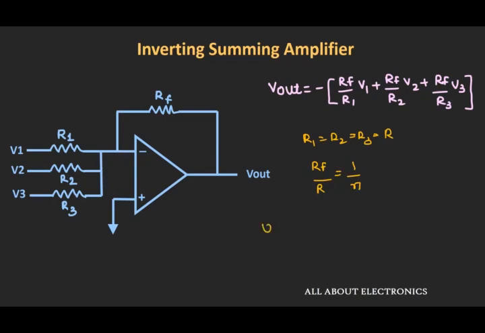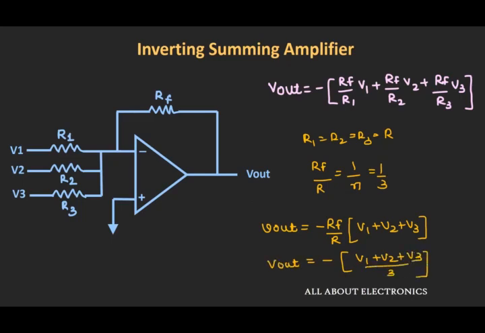In that case, our output voltage Vout will be equal to minus RF divided by R times (V1 plus V2 plus V3). If we put the value of RF by R as 1 over N, that is 1 over 3 in this case, then our output voltage will be equal to minus (V1 plus V2 plus V3) divided by 3. So in this way our output voltage will be the average of the three different input voltages. We can also perform the averaging operation using this configuration.